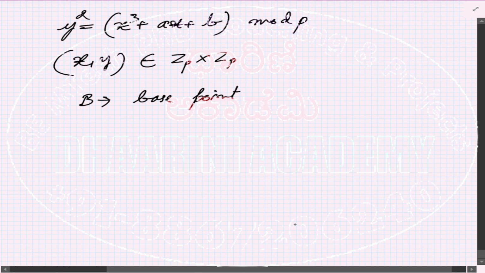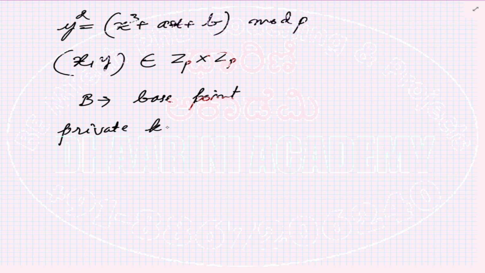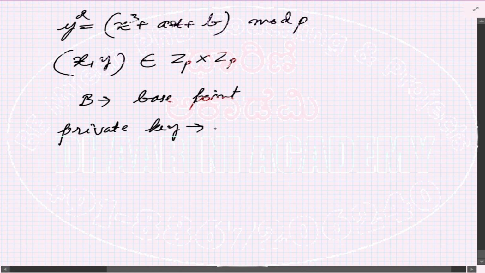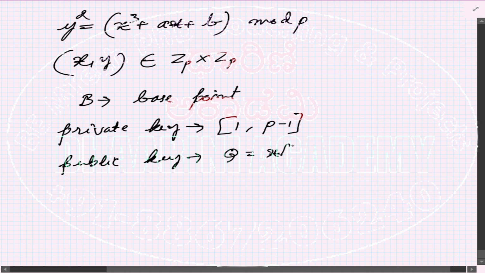And out of this, you always get a private key, that is directly between 1 and p minus 1, including both of them. Then you get a public key, that is Q is equal to x into B. Simple operation. This is what we are supposed to do.